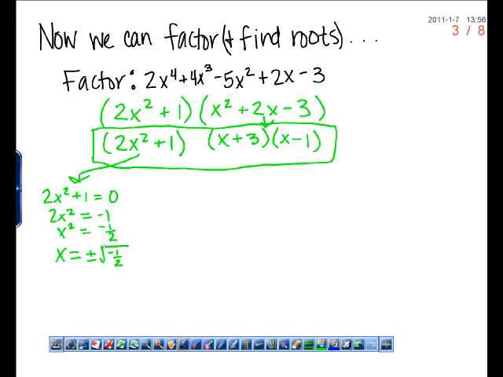What happens now? There's an i, good. X equals plus or minus the square root of 1/2 i. Now, if you got all the way here, you basically got 99%. Okay? But what else could be done to this?